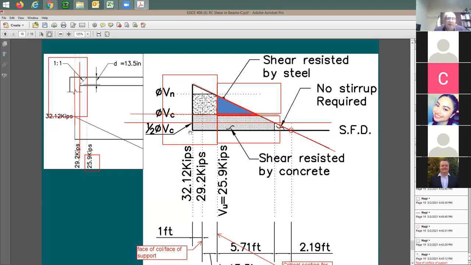So first you start by putting the minimum throughout. Whenever you have an area with a little bit of high shear demand, you start to add more ties to make it stronger. Okay, but typically you wouldn't want to leave a large section of beam without any ties at all. Exactly. You don't do that. Even if you don't need it, you're going to take the minimum and run it across the entire length of the beam.